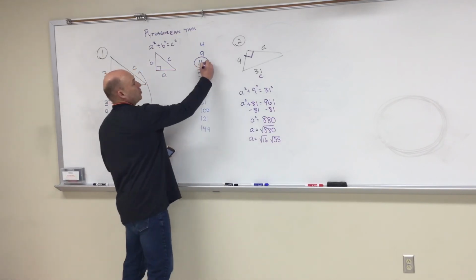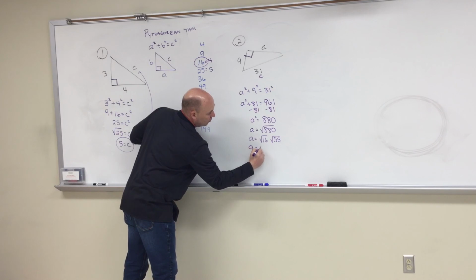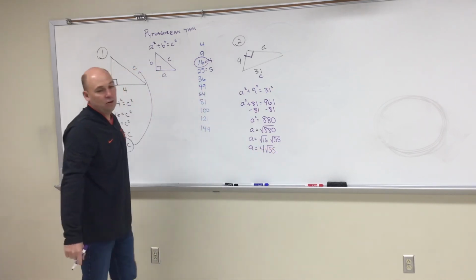Okay? What is the square root of 16? Well, the square root of 16 is 4. So this becomes 4 radical 55. And that's how you do the Pythagorean theorem.